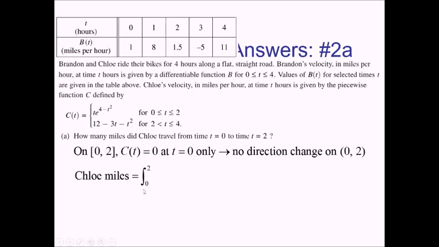So from 0 to 2, the integral of t times e to the 4 minus t squared dt. This will give us Chloe's miles. So that was the first hurdle, figuring out what we needed to do mathematically. The next hurdle is actually doing it, because this is kind of a tricky one to take the antiderivative of.